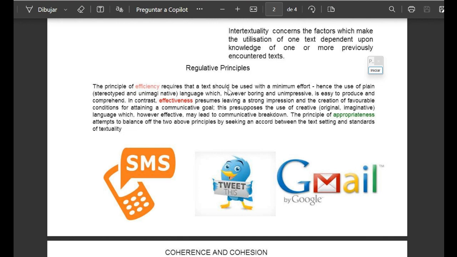Efficiency requires that the text should be used with a minimum effort. Effectiveness presumes leaving a strong impression and the creation of a favorable condition for attaining a communicative goal. This purpose is the use of creative, original, imaginative language which, however effective, may lead to communicative breakdown. Don't forget about appropriateness. This attempts to balance off the two above principles by seeking an accord between the text setting and the standards of textuality.